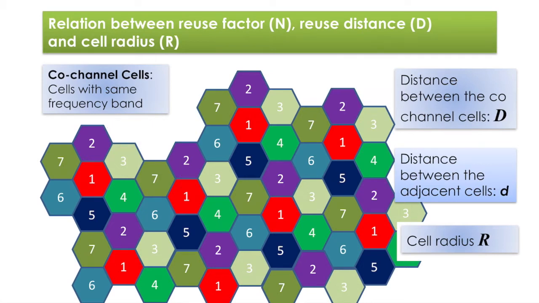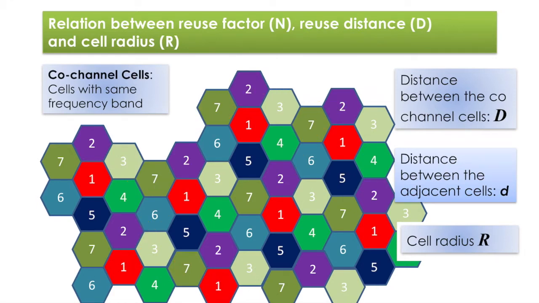Let us denote the distance between the co-channel cells as capital D. That means the distance between this cell and this cell will be equal to D. Similarly, this distance again will be equal to D. That means the distance between all co-channel cells will be equal to D. Similarly, the distance between these two cell 2s will also be equal to capital D.